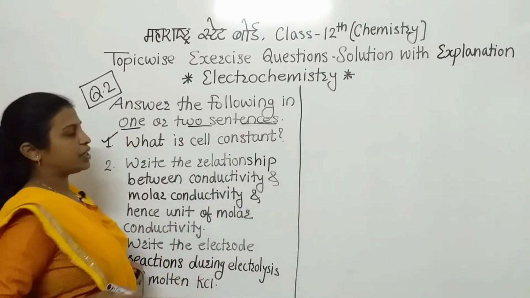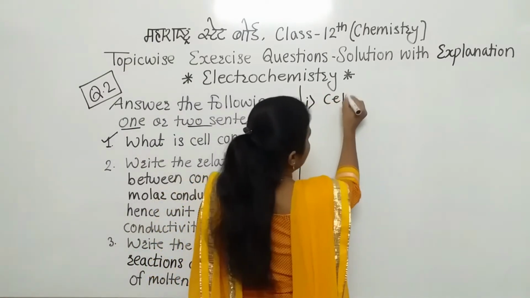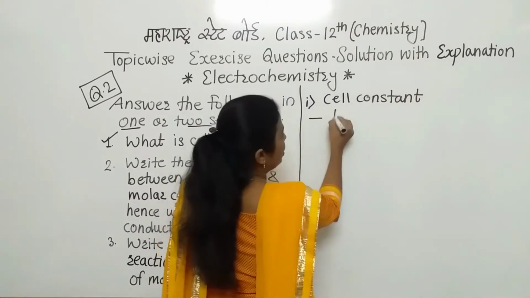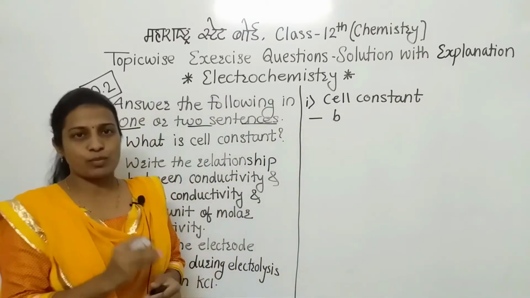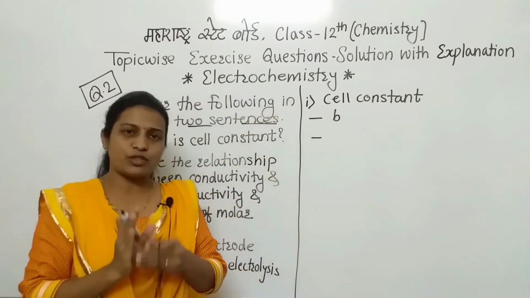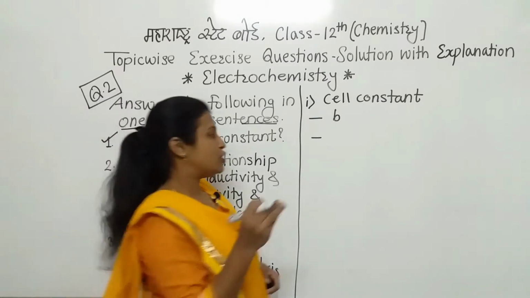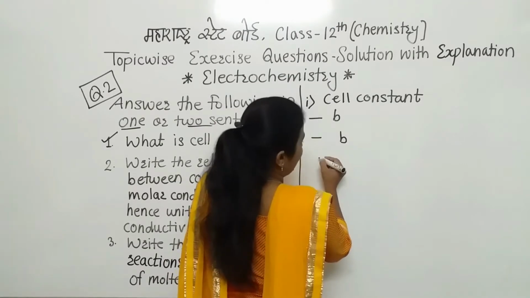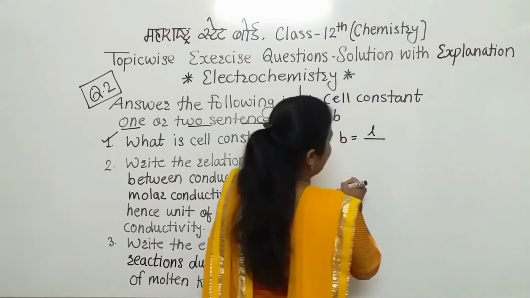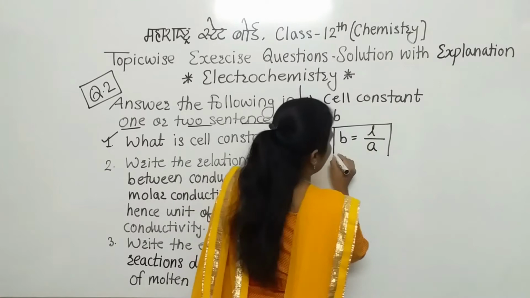In that first question is what is cell constant? So if we consider cell constant, for that one symbol is b. Means by using that small b we are denoting that cell constant. उसकी definition. So first we will discuss its formula and from that formula we can write the definition also because it is easy to write definition. So see, cell constant is equal to distance between two electrodes divided by cross section area of the electrode.